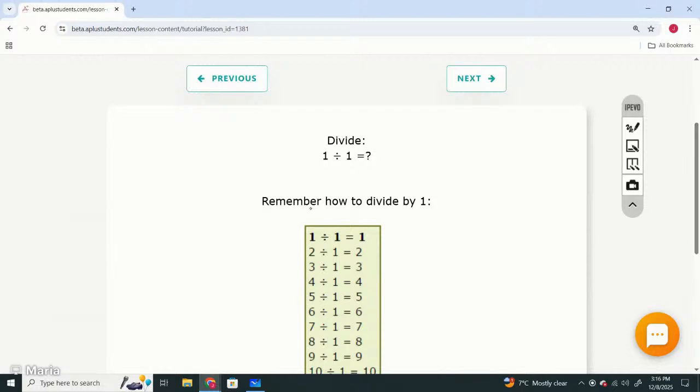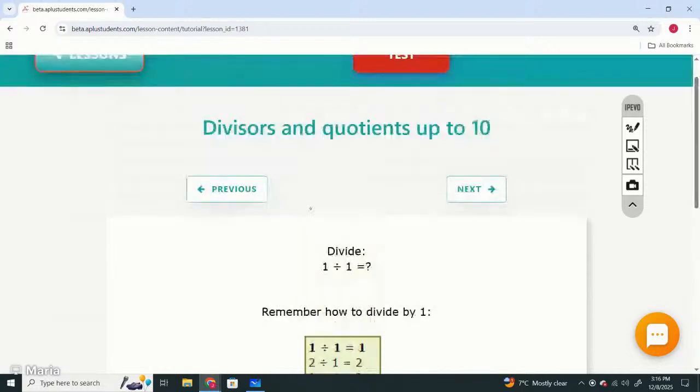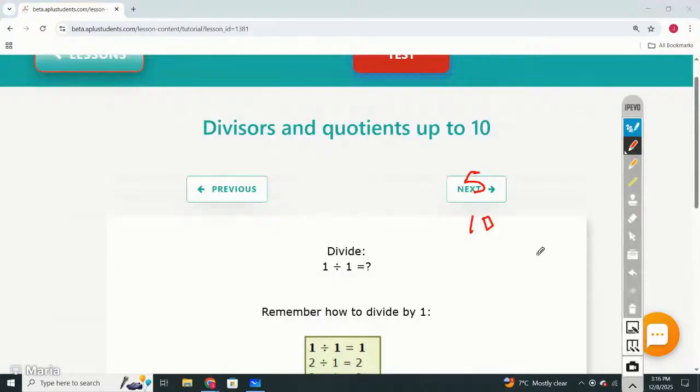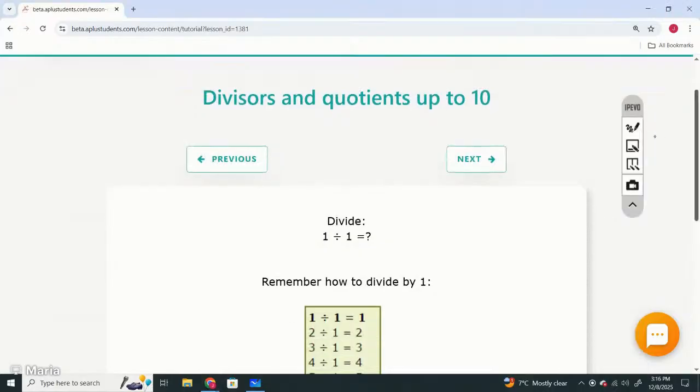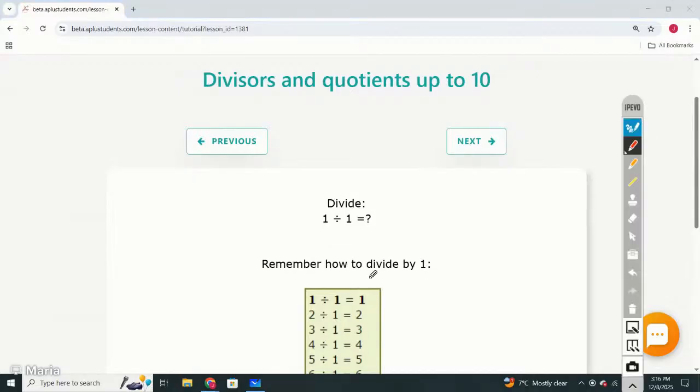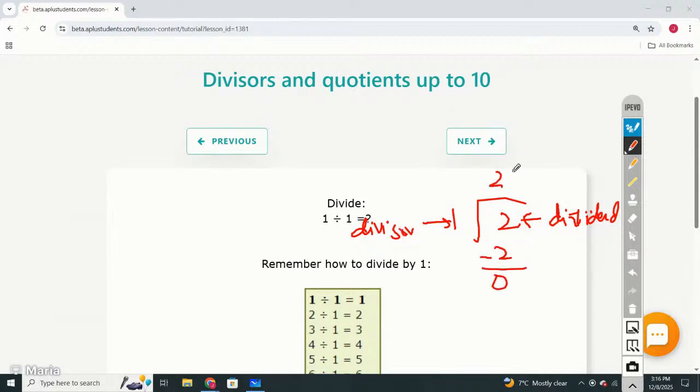Let's just understand those two words, divisors and quotients, right? For example, we are dividing 2 by 1. Just look at the second one, right? So you are dividing 2 by 1, right? 2 is the dividend, 1 is the divisor because 1 is dividing, right? And 1 times 2 is 2. The answer is the quotient.